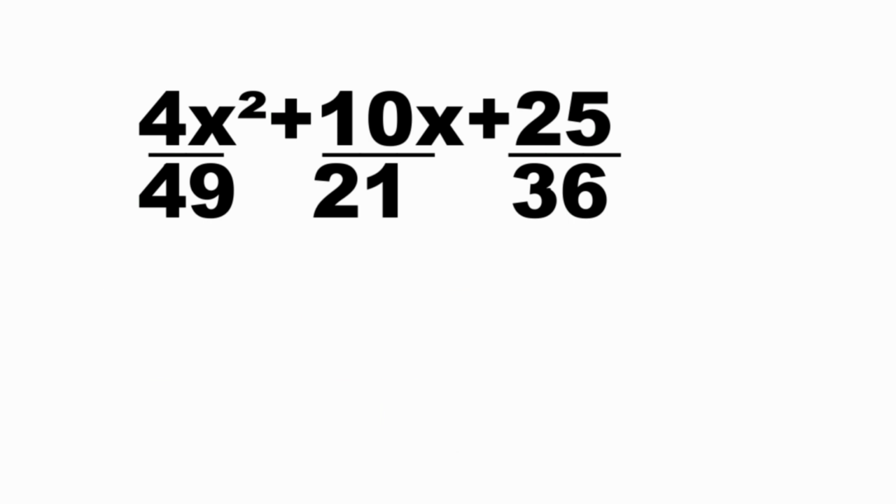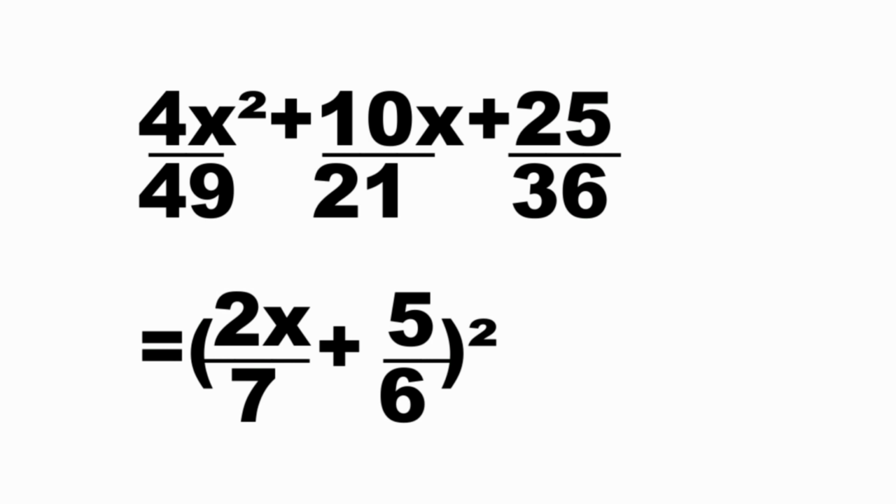So the factor of 4x squared over 49 plus 10x over 21 plus 25 over 36 is the square root of this one and this one. So the answer is the quantity 2x over 7 plus 5 over 6, squared.